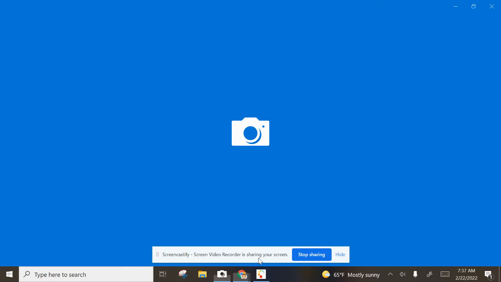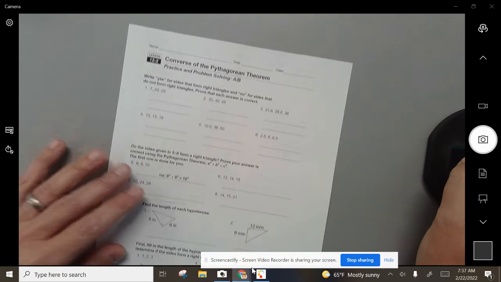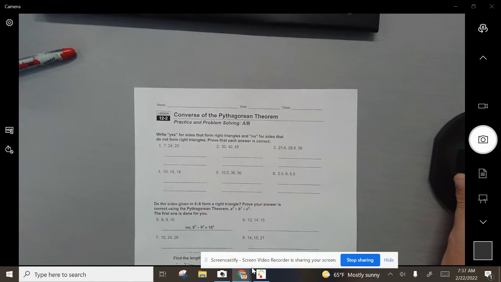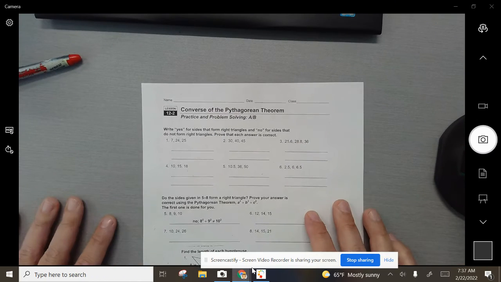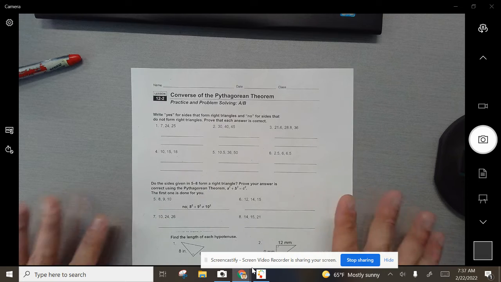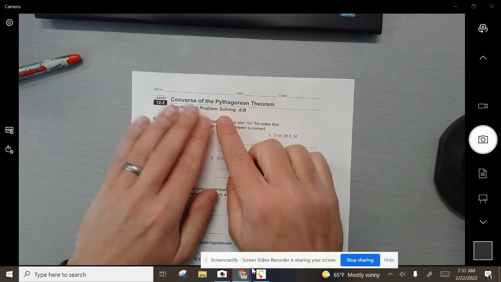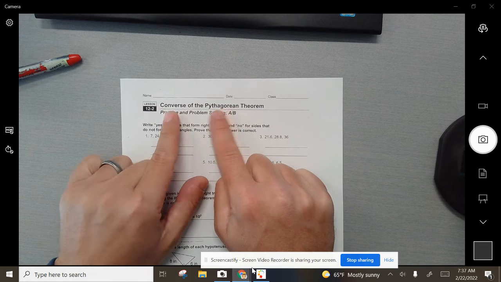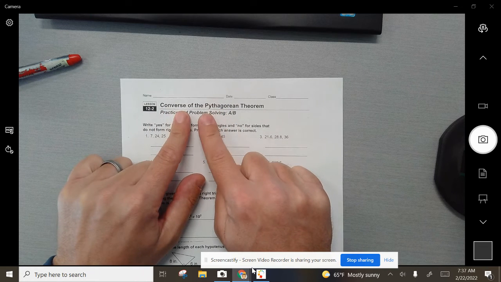Okay, guys, I am getting my camera set up. I want you guys to get this paper in front of you. We have a short day today, but today's lesson's not going to be too much different from what you've been doing. So we're going to go over this idea of the converse of the Pythagorean theorem. It sounds fancy. It's not. It's not difficult at all.